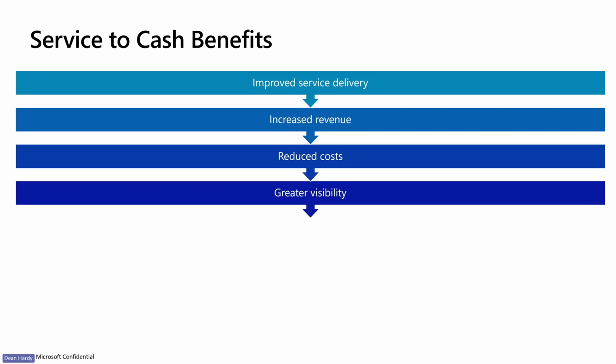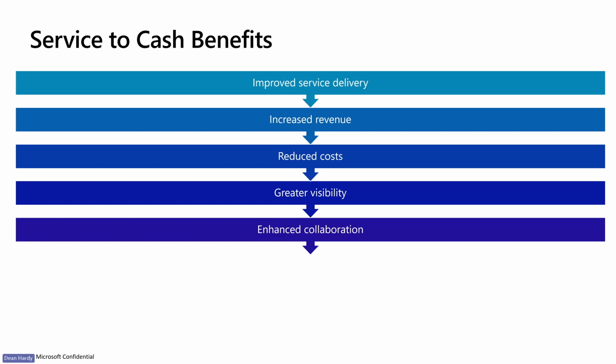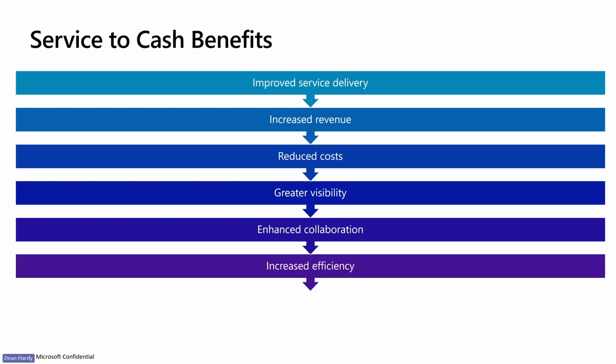Enables real-time visibility into the service-to-cash process so that organizations can track and monitor the results of service requests, invoices, and payments. Enhance collaboration between different departments that are involved in the service-to-cash process, such as sales, service, and finance teams. The results are better communication and improved outcomes. By automating the service-to-cash process flow, businesses can streamline their operations and reduce manual errors. In return, the organization gains increased efficiency, reduced costs, and faster turnaround times.